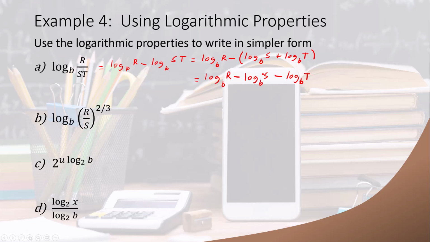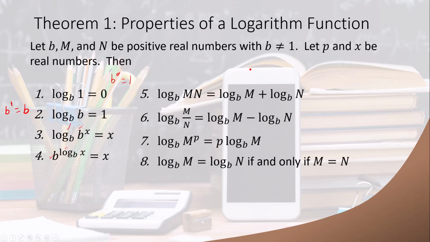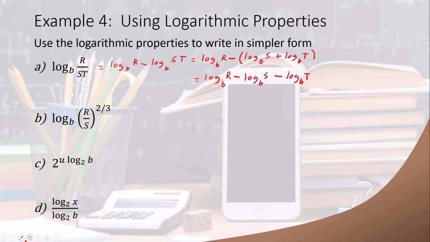Now, the second problem is going to require a combination of the power property and the quotient property. Here, we want to use the power property first because we can't really use the quotient property until we get rid of the exponent. So that is going to give us 2/3 times the log base b of r over s.